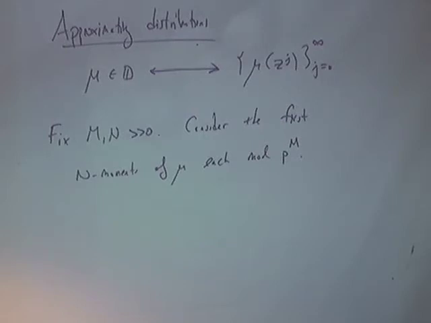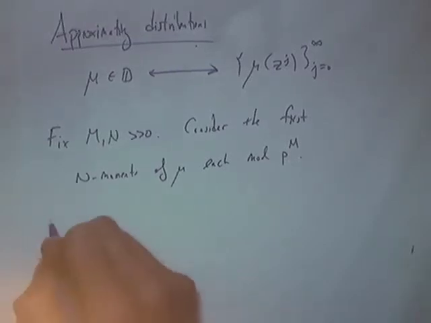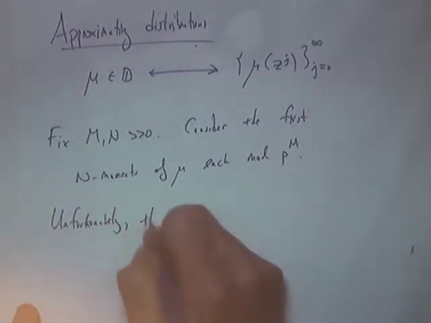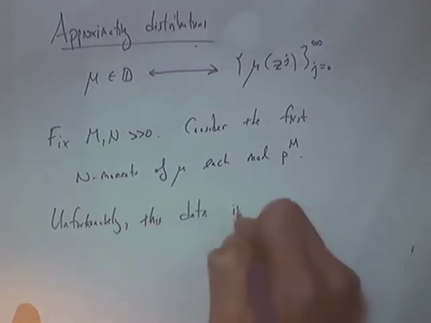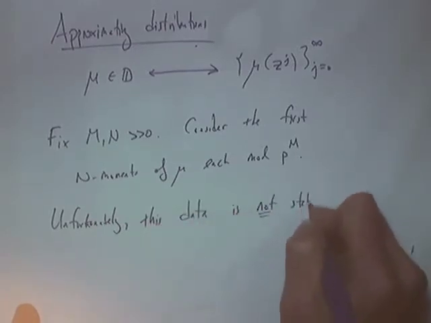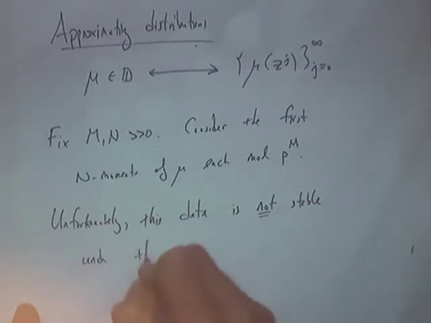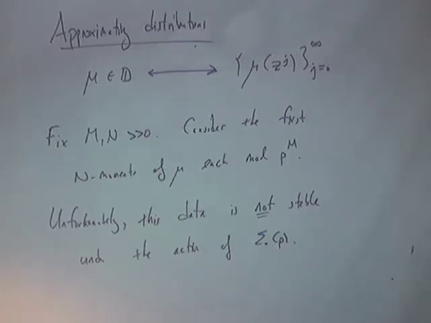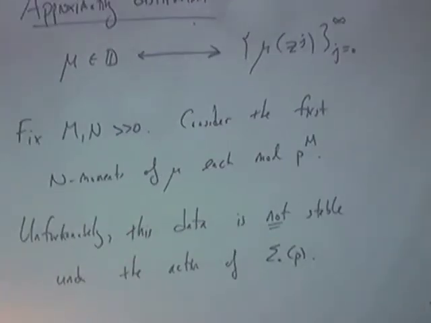However, for our purposes, it's completely useless. So unfortunately, this data is not stable under the action of sigma naught. And what do I mean by that? If I handed you the shadow of a distribution, meaning its first n moments mod p to the n, and then I asked you, okay, act a matrix on it and tell me that same information, you can't do that. You sort of lose some accuracy.